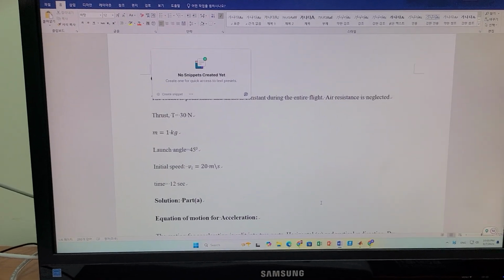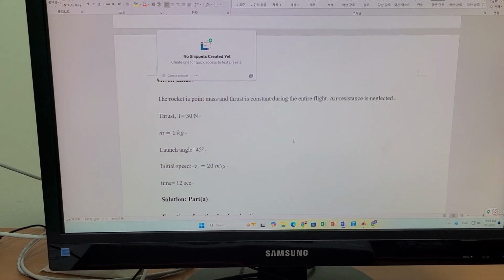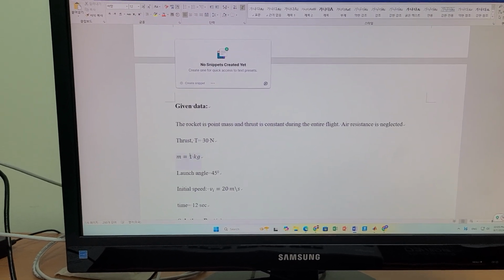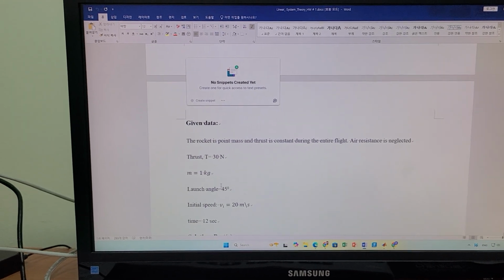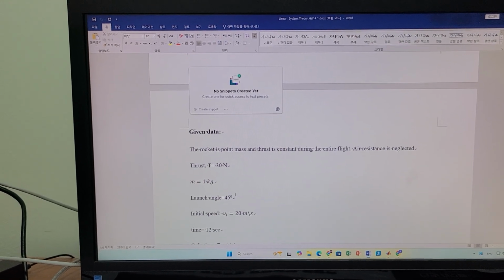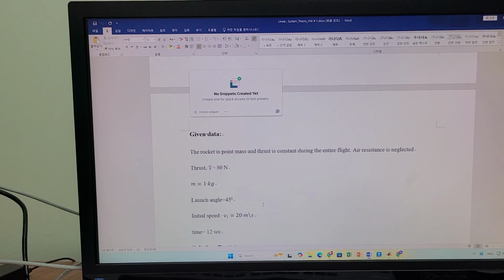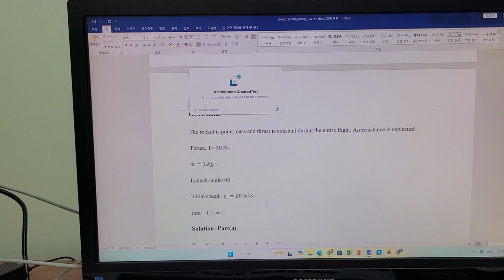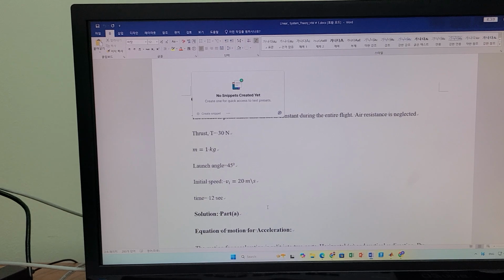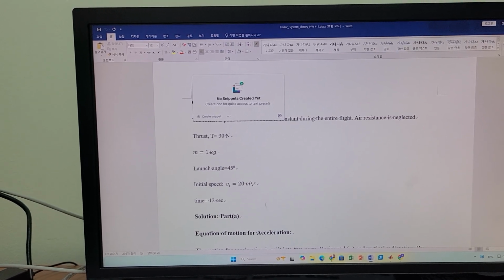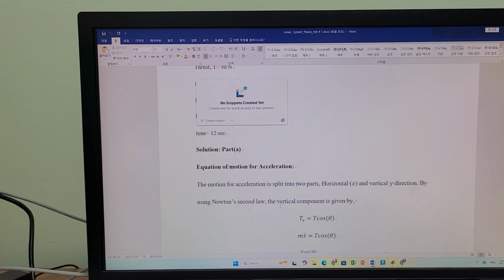This is the given data. Thrust is equal to 30 Newton. Mass of the rocket is equal to 1 kilogram. Launching angle is 45 degrees. Initial speed is equal to 20 meters per second. And the time taken to simulate this model is 12 seconds.